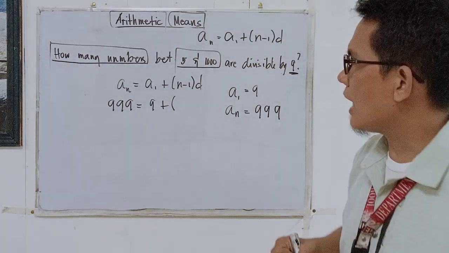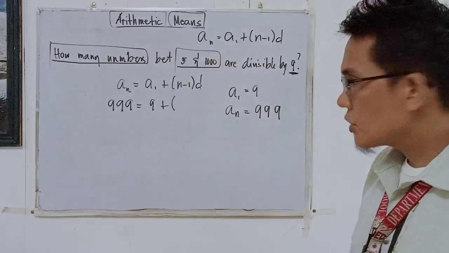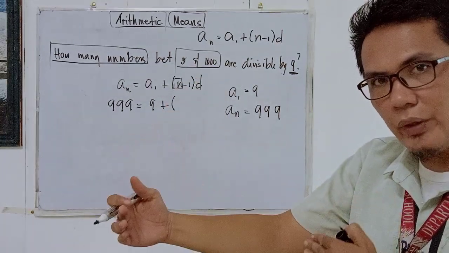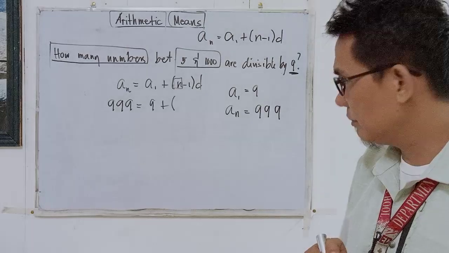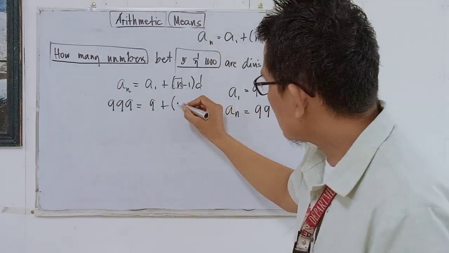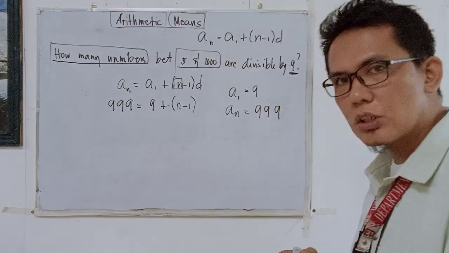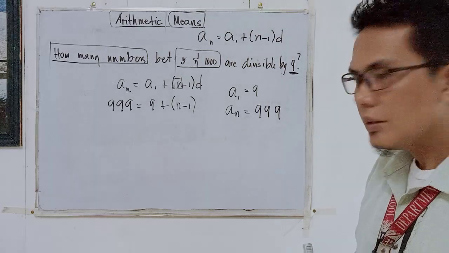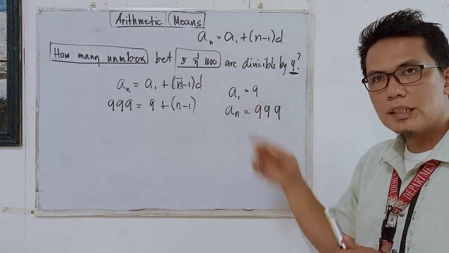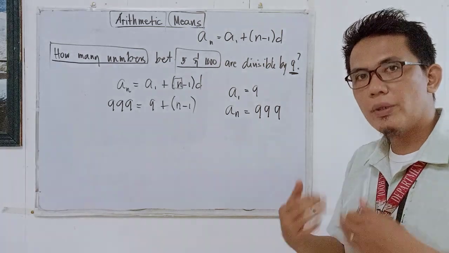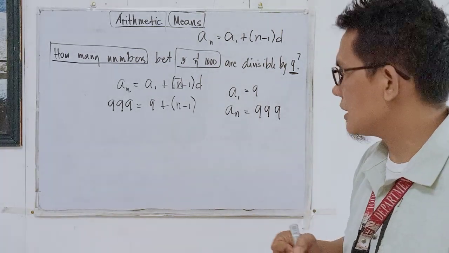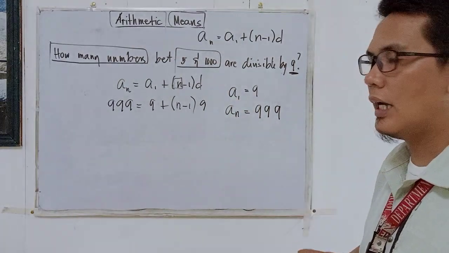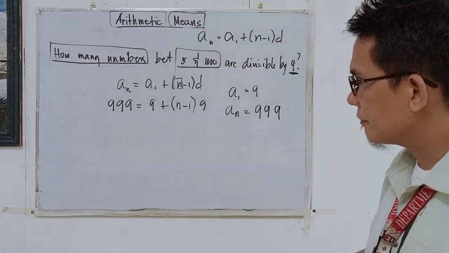Now the question here is, how many numbers between? So what is asked here is the number of terms in the sequence from 5 to 1,000 that are divisible by 9. So, let us leave n minus 1 as is because we're going to solve for the number of terms. How about the common difference? If the first number is 9, what is the next number? That is 18. So we now know the common difference, and the common difference is 9 also, since we are skip counting by 9, since we are asked to solve for the numbers that are divisible by 9.